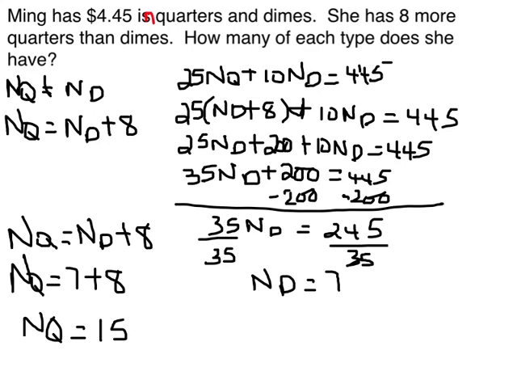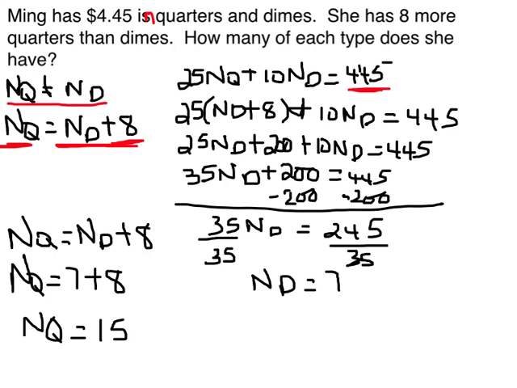All right, we know that the number of quarters is not equal to the number of dimes. So what would we have to do to make it equal? Well, it says that there are more quarters than dimes. So I would have to add 8 to the number of dimes to make it equal to the number of quarters. That gives me my equation that I can substitute in. I also have a value of $4.45.